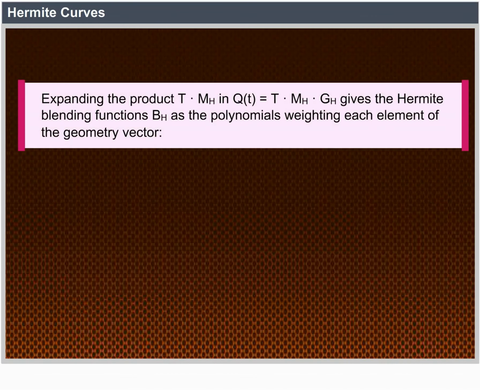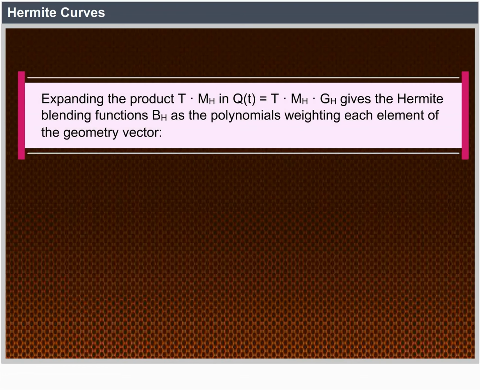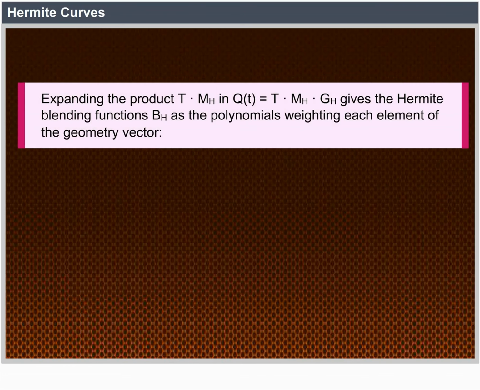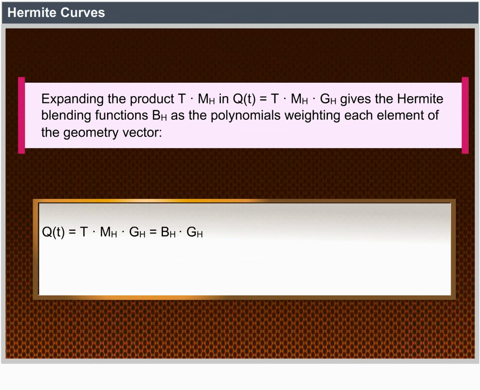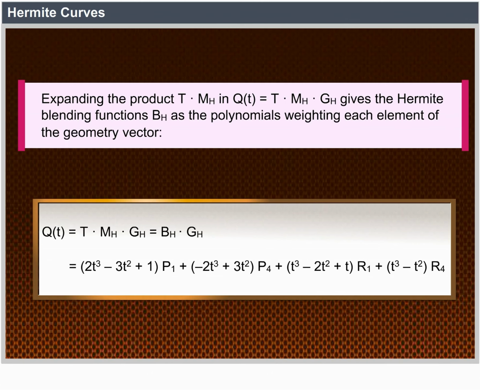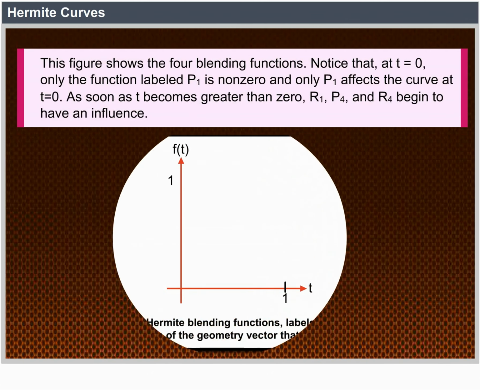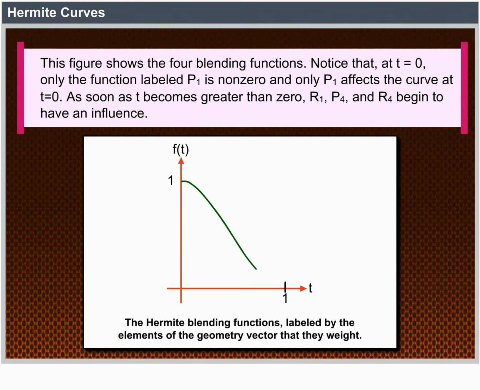Expanding the product Q of t equals T times MH times GH gives the Hermite blending functions BH as the polynomials weighting each element of the geometry vector, as shown below. This figure shows the four blending functions. Notice that at t equals 0, only the function labeled P1 is non-zero. Only P1 affects the curve at t equals 0. As soon as t becomes greater than 0, R1, P4 and R4 begin to have an influence.